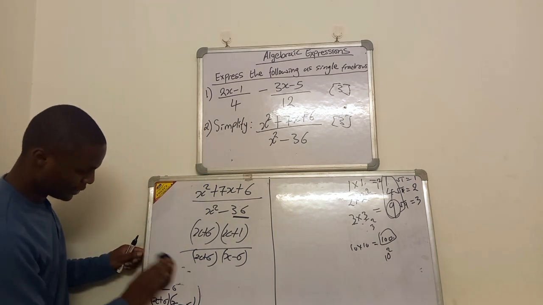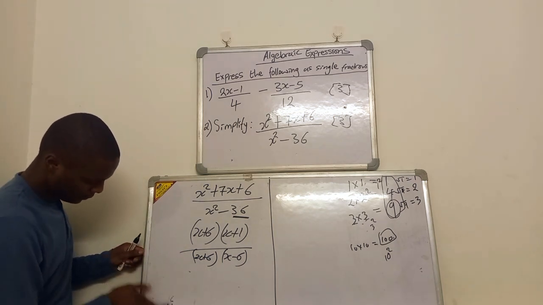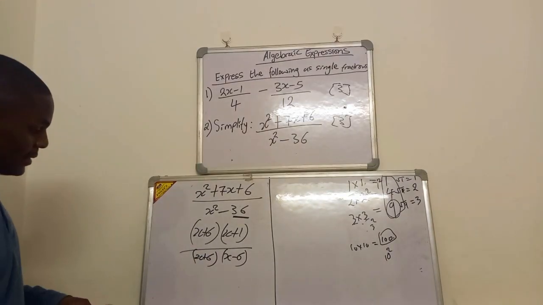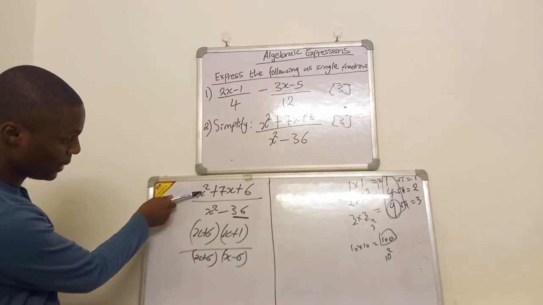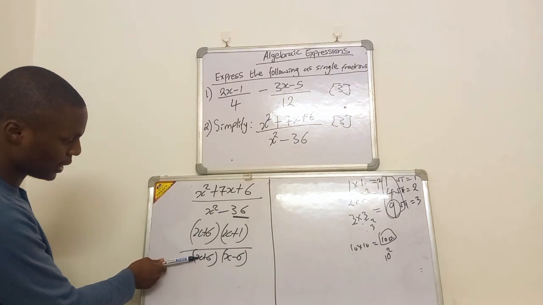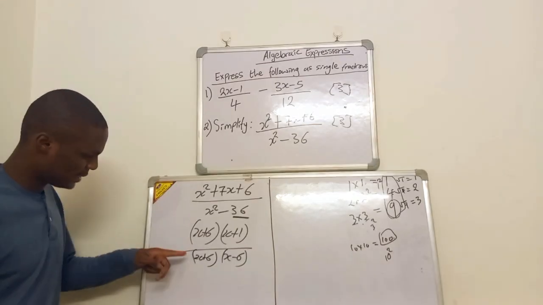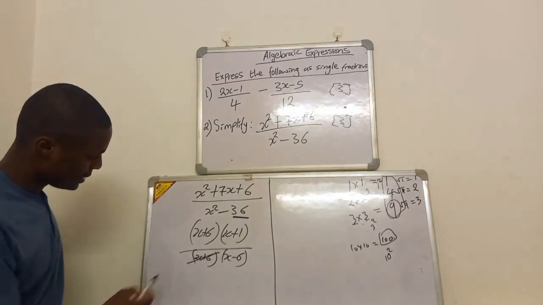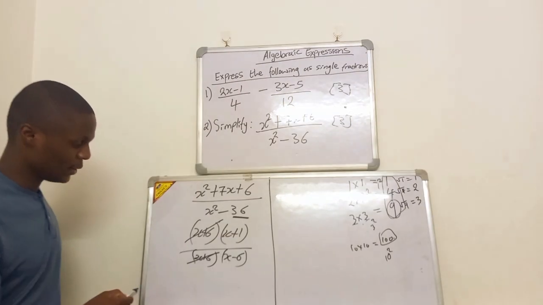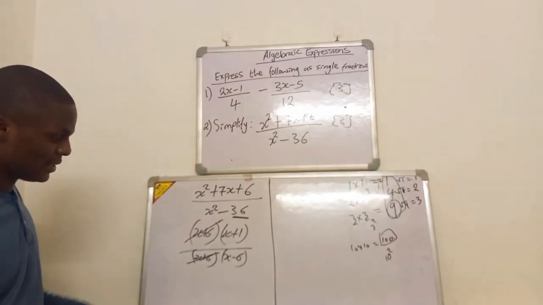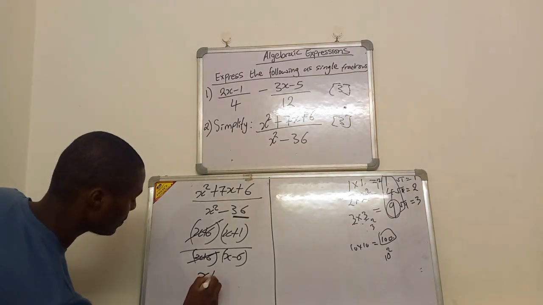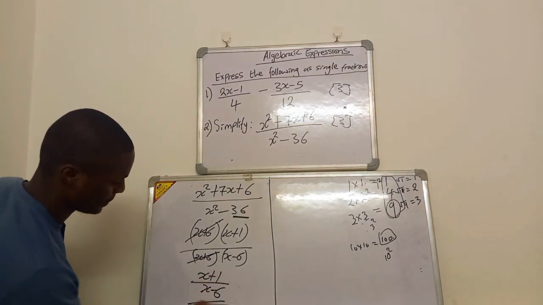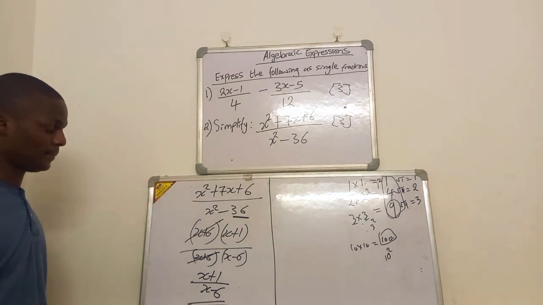Okay, let me remove this part. So now let's see. This is now my factorized numerator. This is now my factorized denominator. I can cancel out something here: x plus 6 and x plus 6 will cancel each other. So what is the remaining part? I have x plus 1 over x minus 6. So this is my final answer.